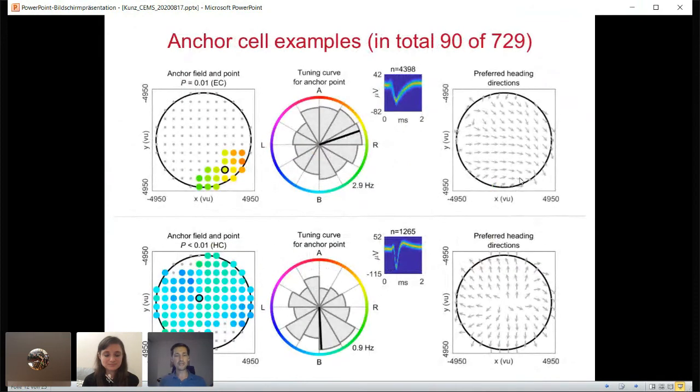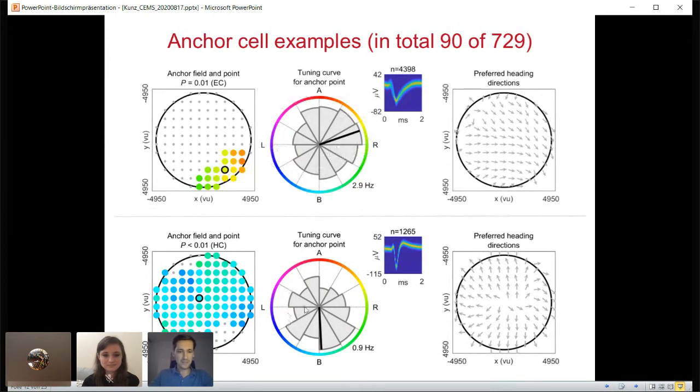Here are two example anchor cells from two different patients. In the upper row, you can see one example anchor cell, which has its anchor point in the southeast part of the environment. The anchor point is shown as the color dot with a black small circle around it. And this anchor cell activates whenever this part of the environment is right ahead of the navigating subject, which is shown here in the middle part of the upper row.